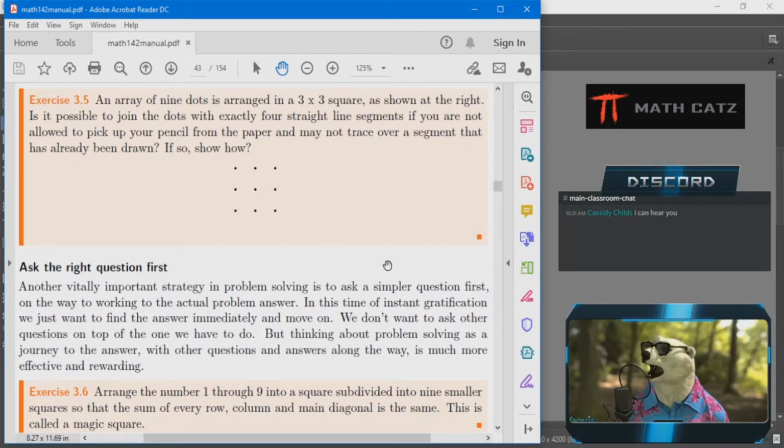An array of 9 dots is arranged in a 3x3 square, as shown below. Is it possible to join the dots with exactly 4 straight line segments? You are not allowed to pick up your pencil from the paper and you may not trace over a segment that has already been drawn. You can cross them, but you can't go on the same line in the same direction. If so, show how.